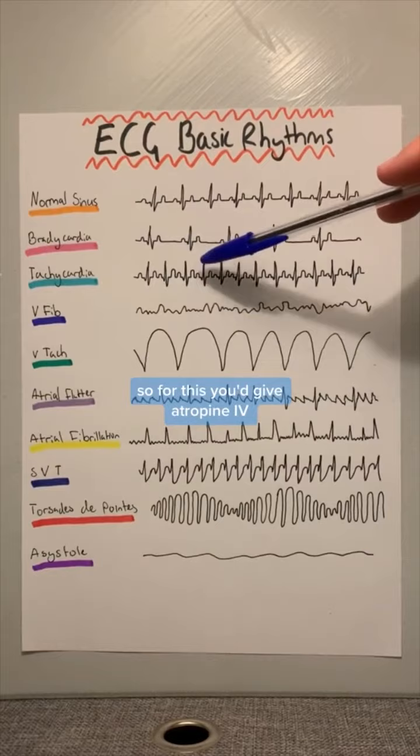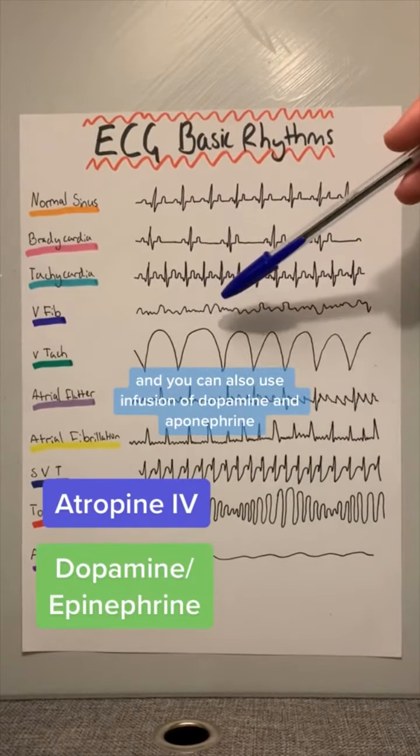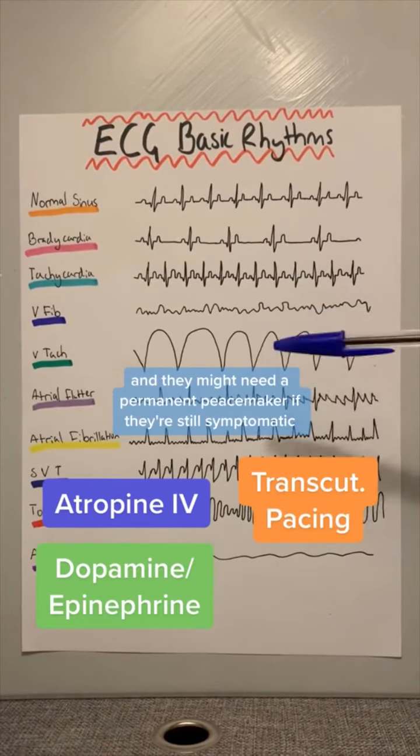So for this you'd give atropine IV, and you can also use infusion of dopamine and epinephrine to raise the blood pressure. If that doesn't work, you can use transcutaneous pacing, and they might need a permanent pacemaker if they're still symptomatic.